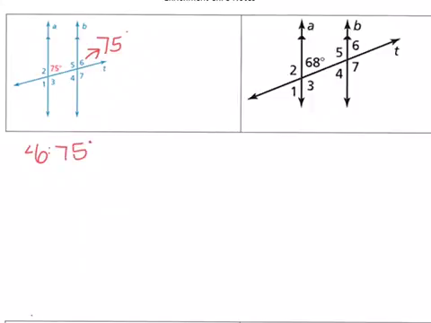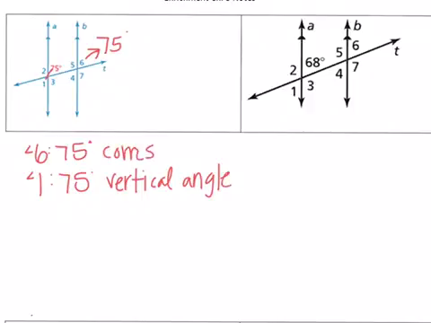Now, we can also use some previous knowledge that we had, just like in the previous problems with supplementary angles. However, I want to talk about angle 1. We can figure out what angle 1 is as well. Angle 1 is right across from that 75 degrees. That means it's a vertical angle. And vertical angles are also identical. And I'm going to write that. It's a vertical angle.